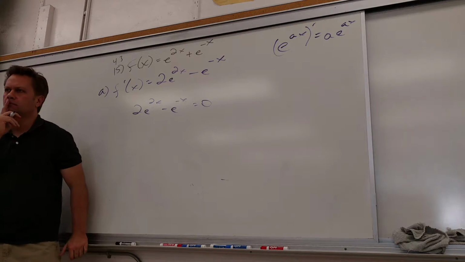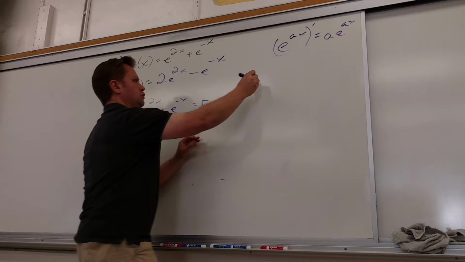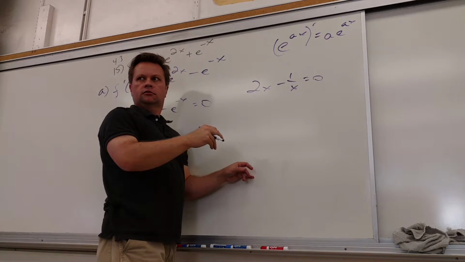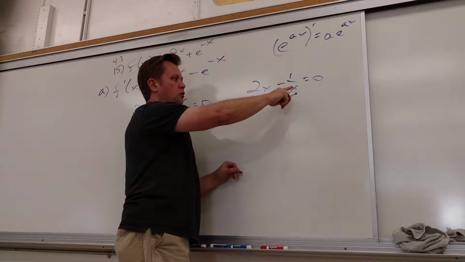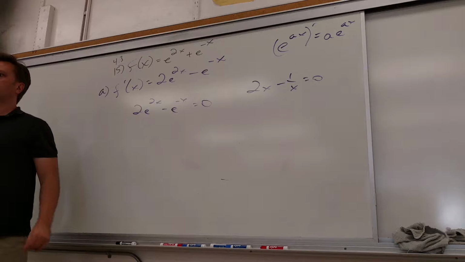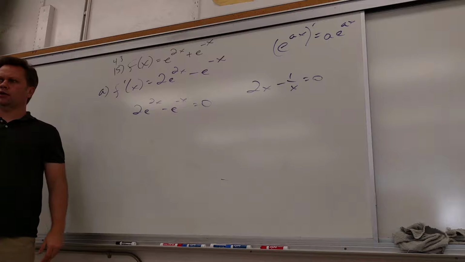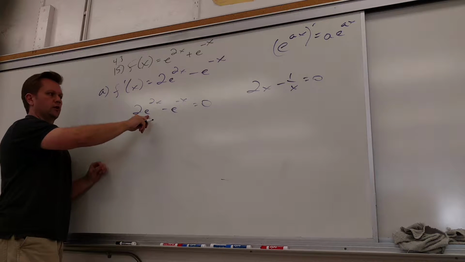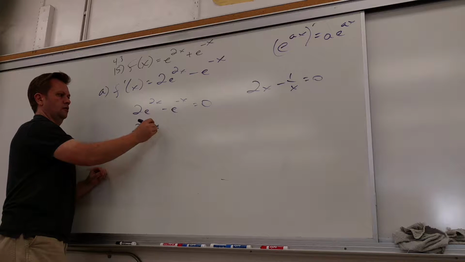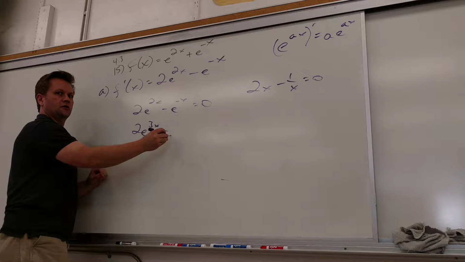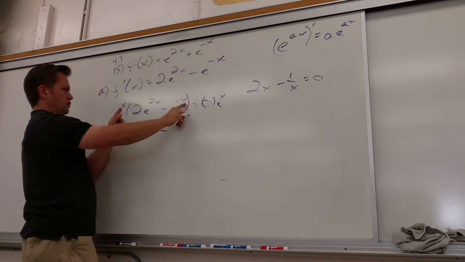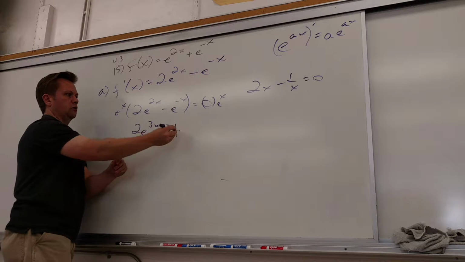Let me stop there. What would you do if I had 2x minus 1 over x equals 0? You would multiply by x. So this is 1 over e to the x, so I can multiply by e to the x. It's one way to go. If I do that, what do I get here? You need 3x minus x, which is 0, and e to the 0 is 1.